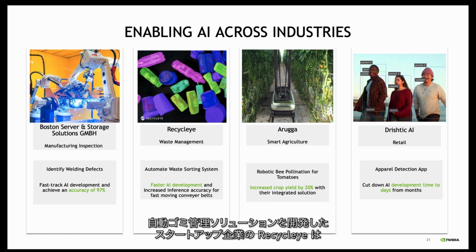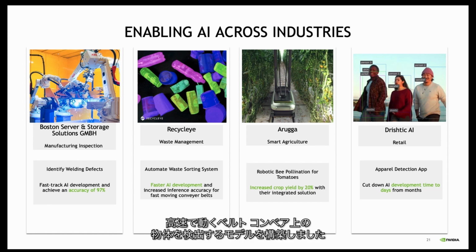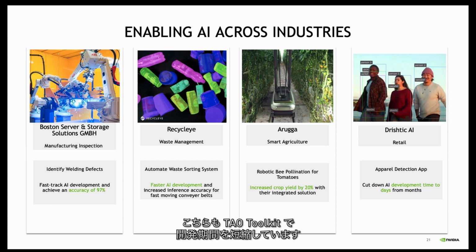Recycle Ai is a startup who's building automated waste management solutions. They built a model to detect objects on fast-moving conveyor belts. TAO Toolkit helped them speed up AI development. Aruga, a startup who's changing agriculture, built a robot that rides on track between rows of plants, captures images of every flower, and then runs their AI algorithm to instantly determine flowers' readiness to be pollinated. They were able to integrate TAO Toolkit into their solution to increase their crop yield.